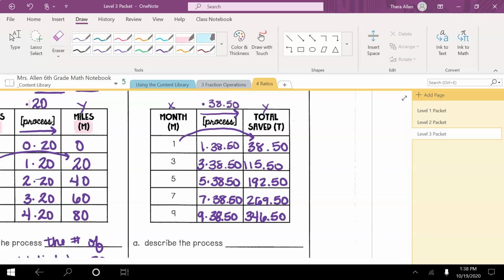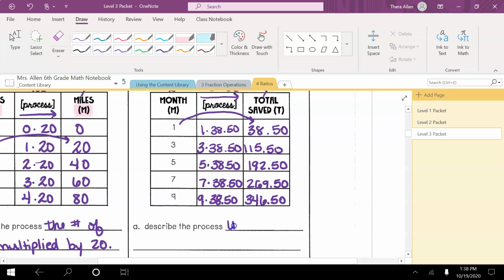Okay. Describe the process. We are taking the month times $38.50. So the number of months multiplied by $38.50, and that gives us the total amount saved.